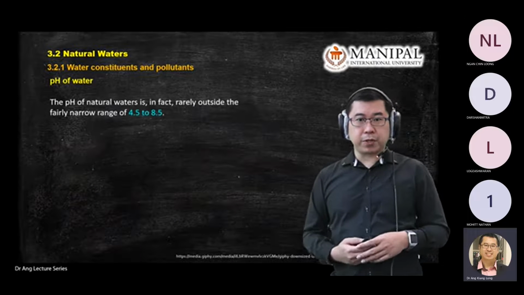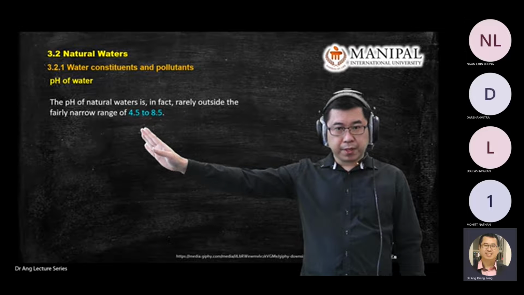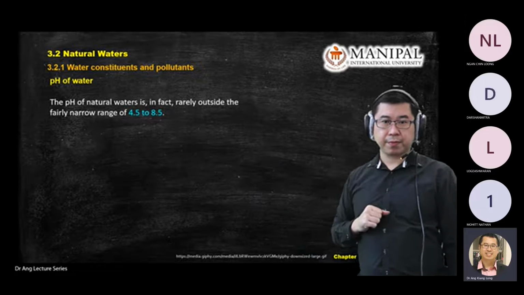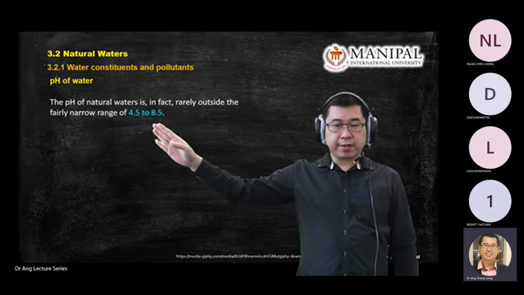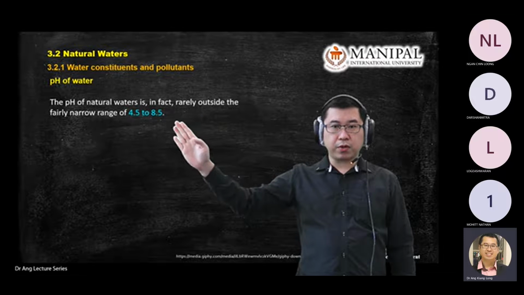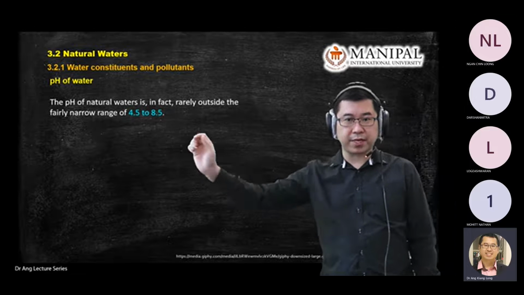Now we talk about the pH of water. Water normally has a range of 4.5 to 8.5. It won't fall below 4 and it will not go above 9. It is very, very rare to go outside this range.